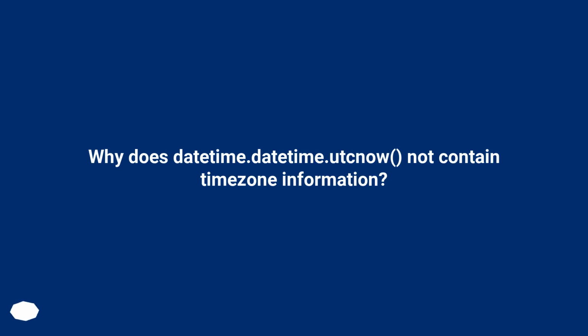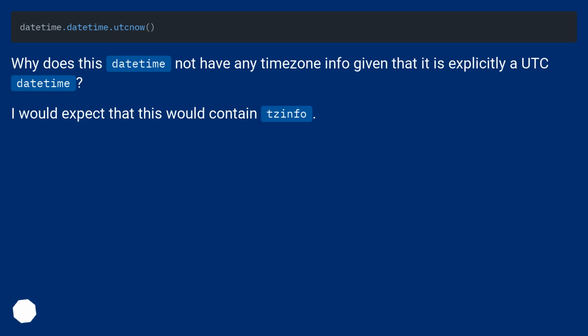Why does datetime.datetime.utcnow not contain time zone information? Why does this datetime not have any time zone info, given that it is explicitly a UTC datetime? I would expect that this would contain info.